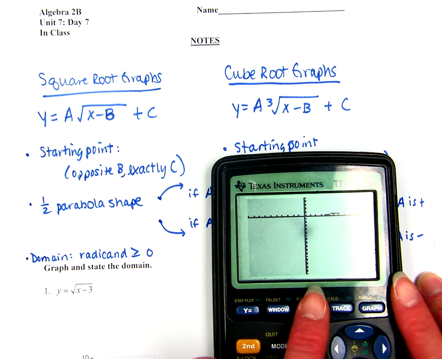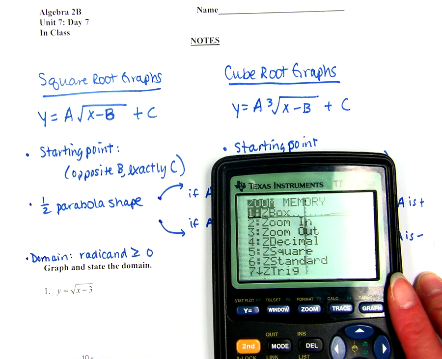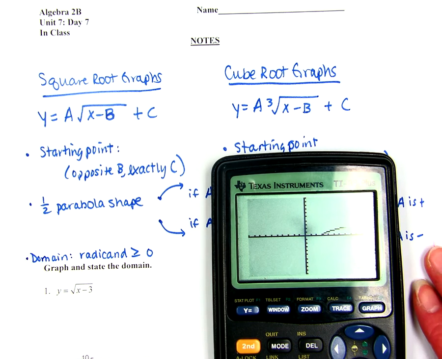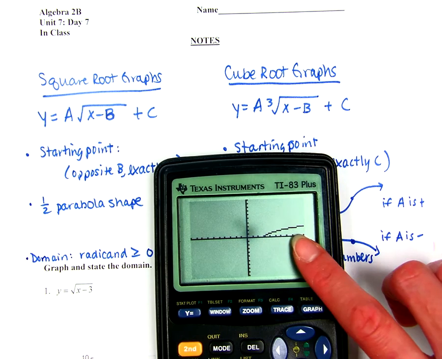If you get a graph that doesn't fit, or you're not in the standard window, hit zoom 6 and now you'll be looking at your standard window. So it looks like a half of a parabola.